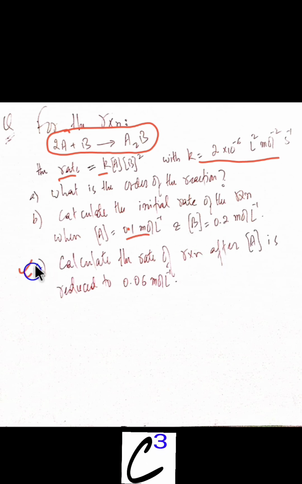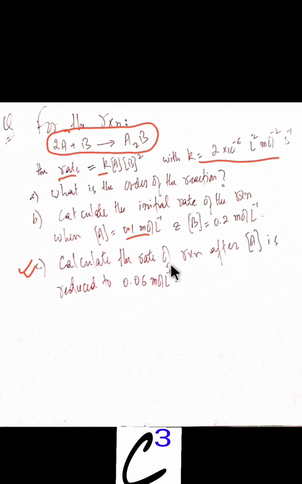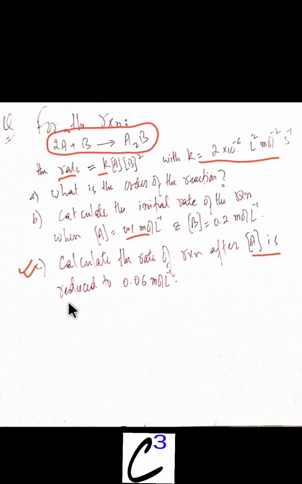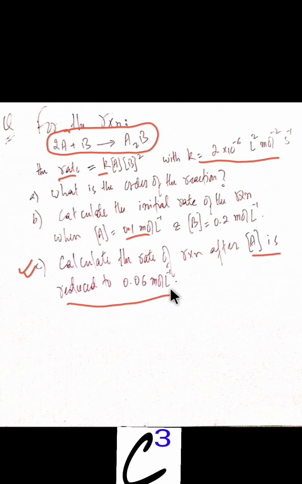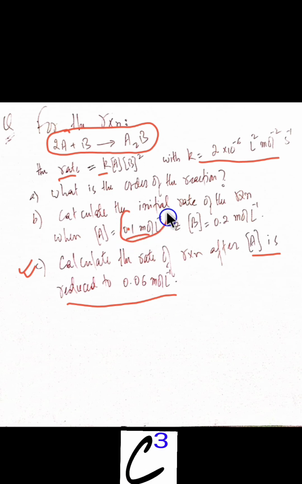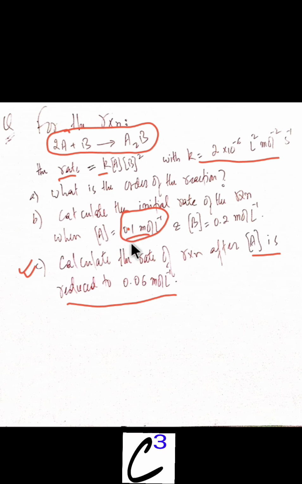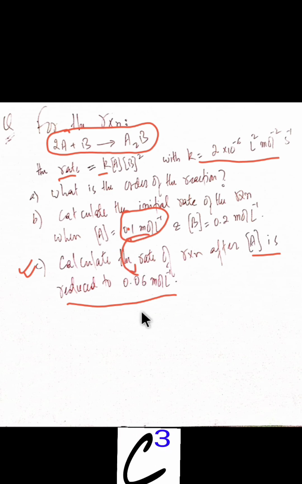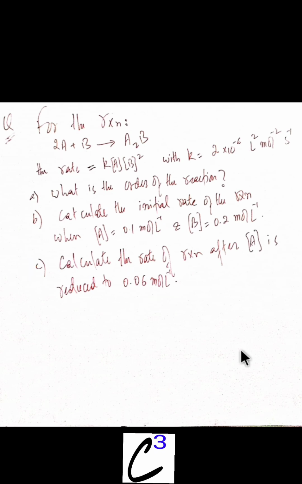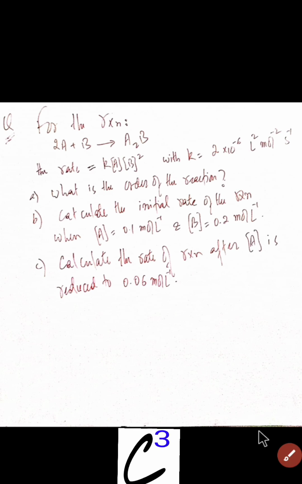And the third part of the question, which is very important, very good question. Calculate the rate of the reaction after A is reduced to 0.06 mole per liter. Initial concentration of A was 0.1 mole per liter. When the concentration of the reactant A is reduced from 0.1 to 0.06, at that time we need to calculate the rate of this reaction. Okay, so the third question is a good question. So let us move to the answer.